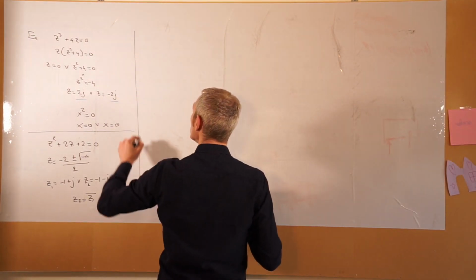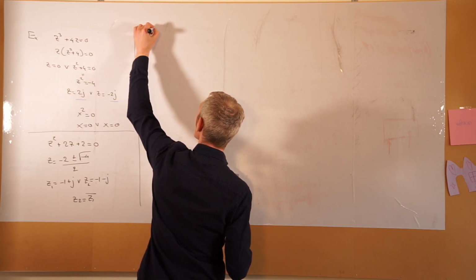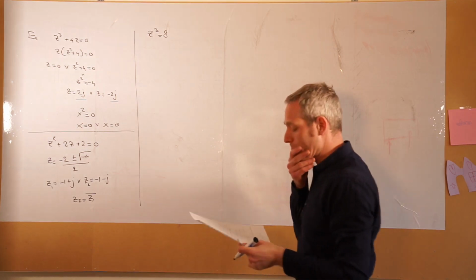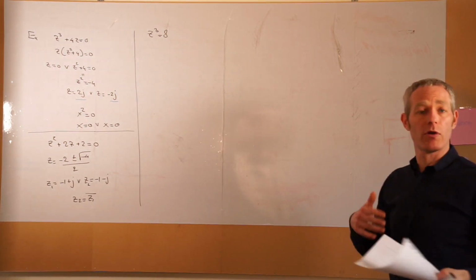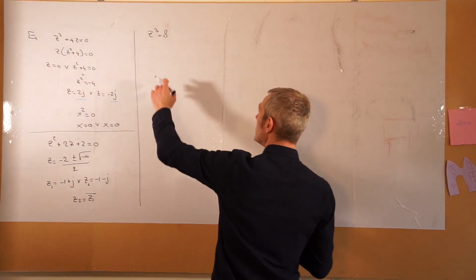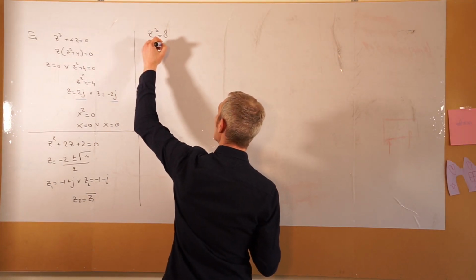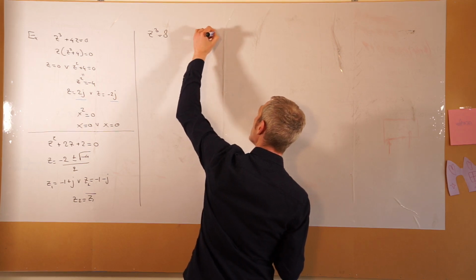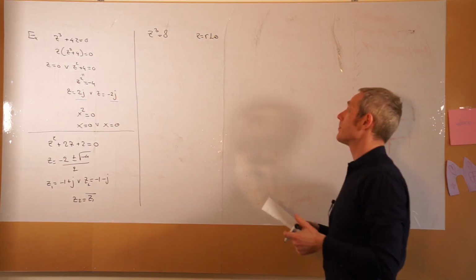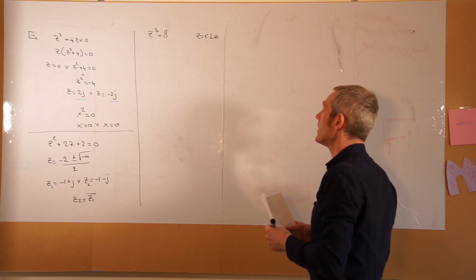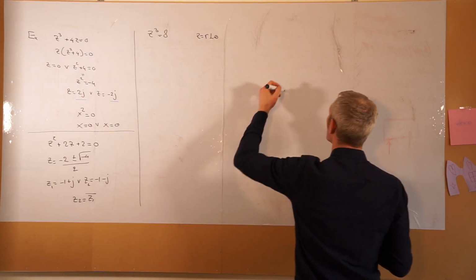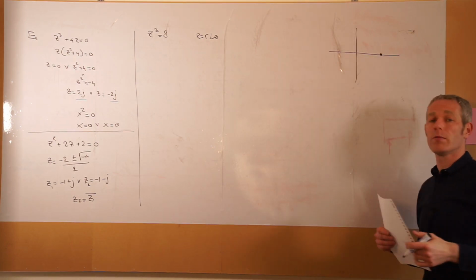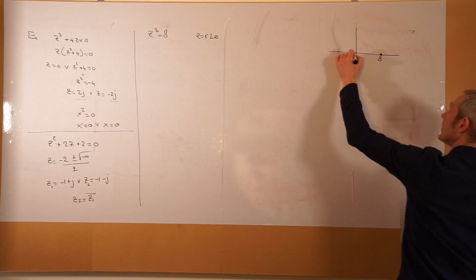what should we do if we have z to the power of 3 equals 8? Now we'll have to rewrite both sides of this equation. We know that z is equal to r with angle theta, because every complex number can be represented as r with angle theta, but we have to look at how to write 8. Well, 8 in the complex plane lies here.